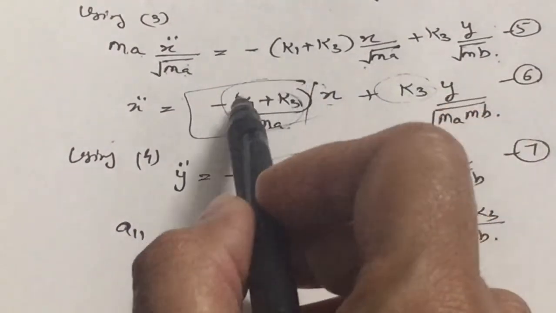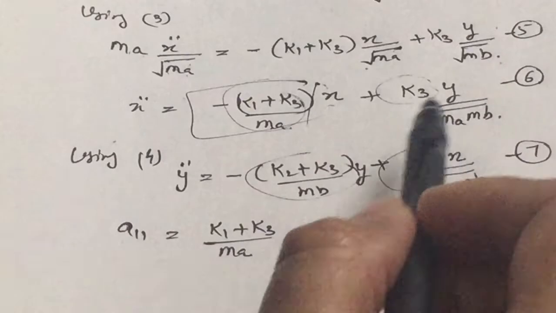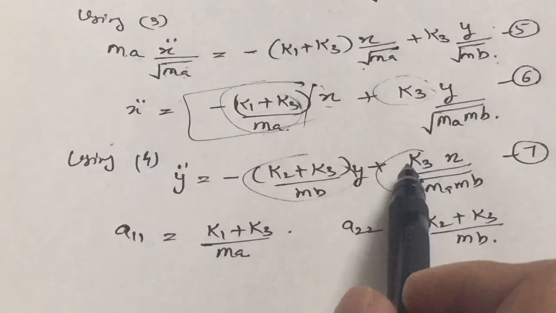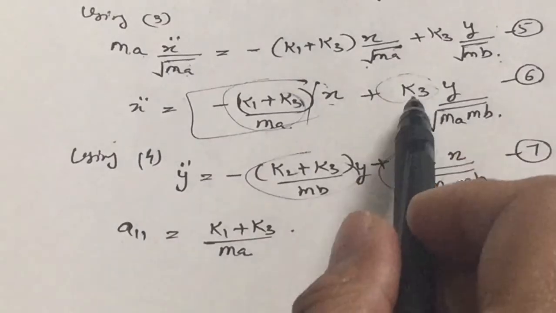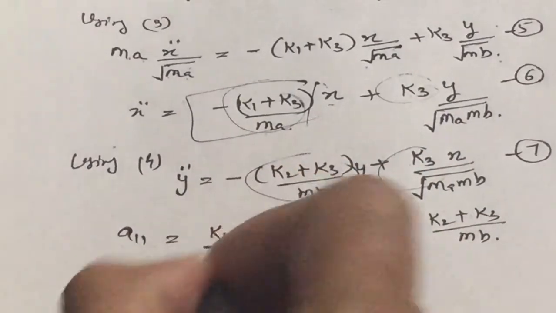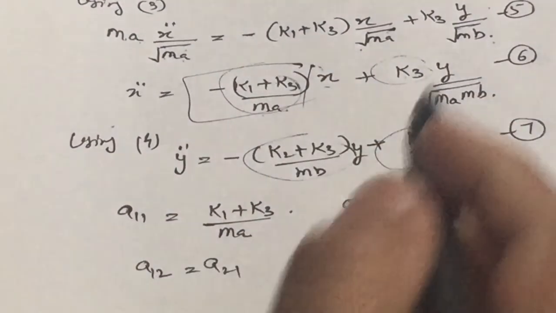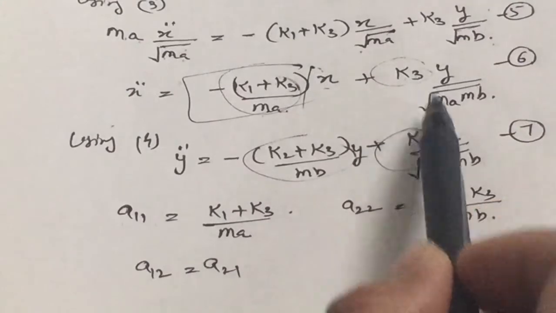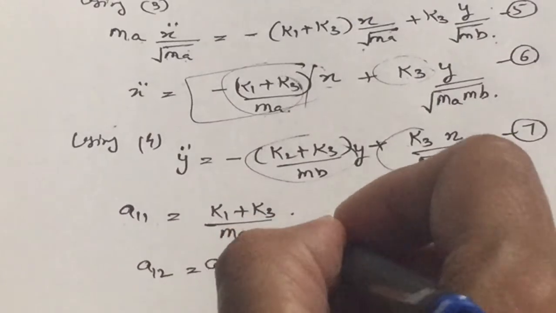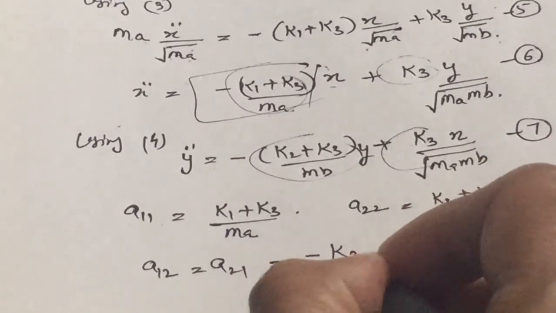In the first case, where we represent this term as a11, we represent this term as a12, and in this case this term is represented by a22, and this term here we represent by a21. It means a12 is equal to a21, just in the form of matrix elements we are using these notations. A12 is equal to a21. This term we are representing as a12, and this term as a21, and both are equal to, taking the negative sign for our convenience, under root ma and mb.